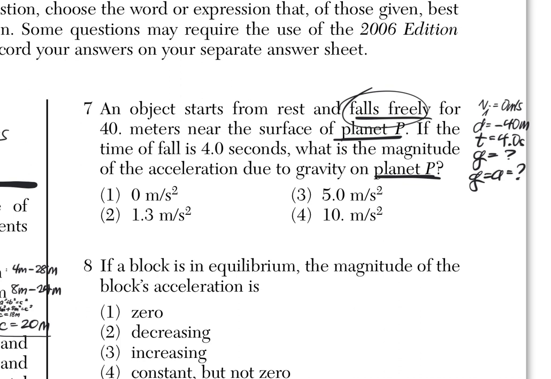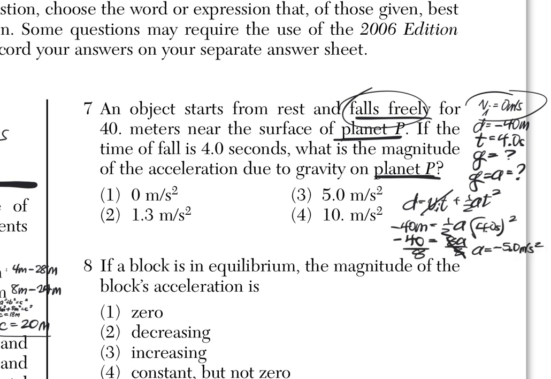With the information that I have, I can do D is VIT plus 1/2 AT squared, and VIT goes away because my VI is 0. So I have negative 40 meters is equal to 1/2 times A times T squared, 4 seconds squared. And when you run the math, you get negative 5 meters per second squared. It wants the magnitude, which is just an amount, and so number 7 is choice 3.